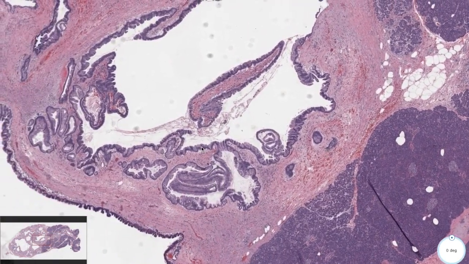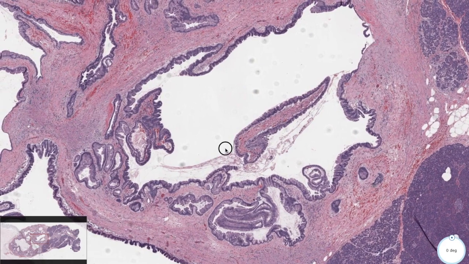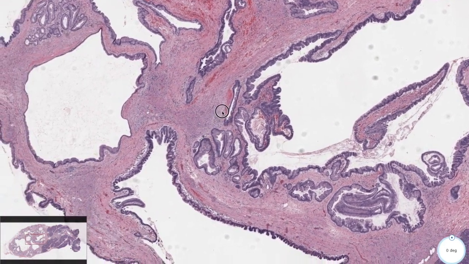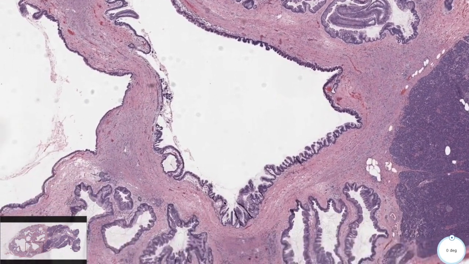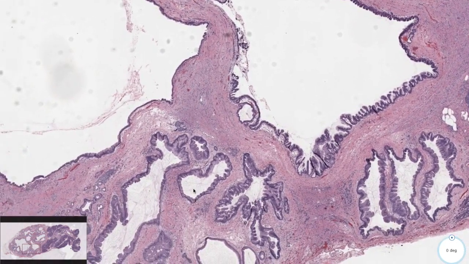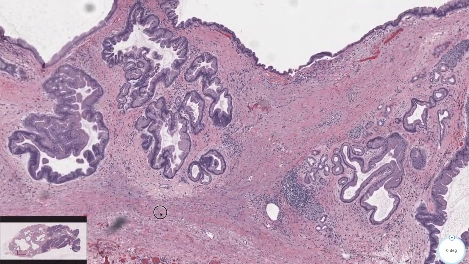And what's important for these is that there are different subtypes of these. I believe there's gastric, intestinal, and pancreatobiliary. For this case, this is very likely the intestinal subtype.